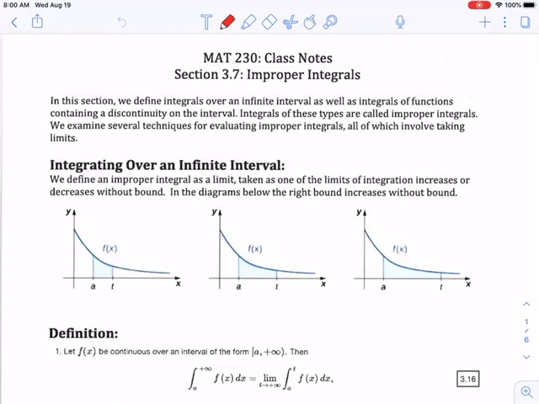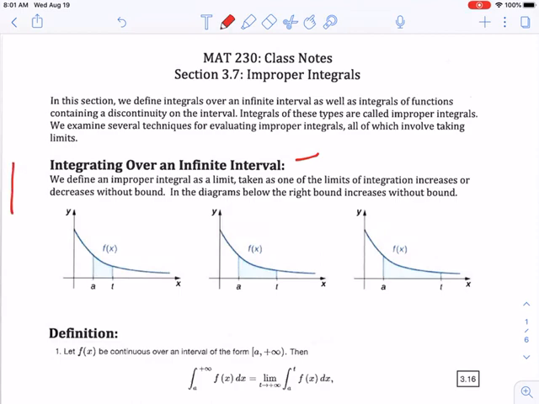Section 3.7 on improper integrals. So whenever we have been evaluating an integral up to this point in time, a definite integral, to find the area under a curve, for instance, we have an upper limit and a lower limit of a and b, and they are definite points. But what happens sometimes is one of our limits is approaching infinity. So the first type of problem is integrating over an infinite interval.